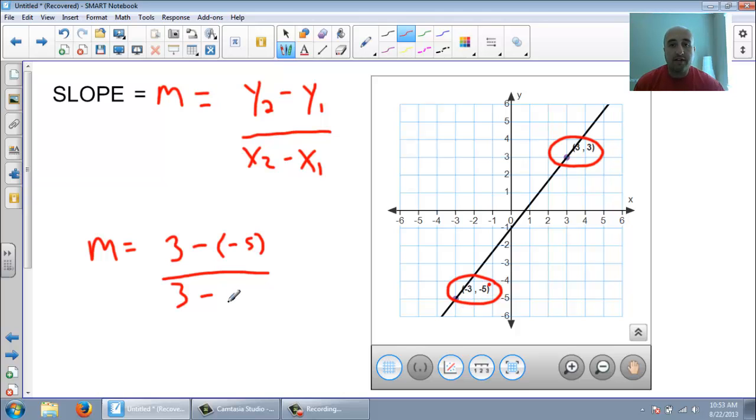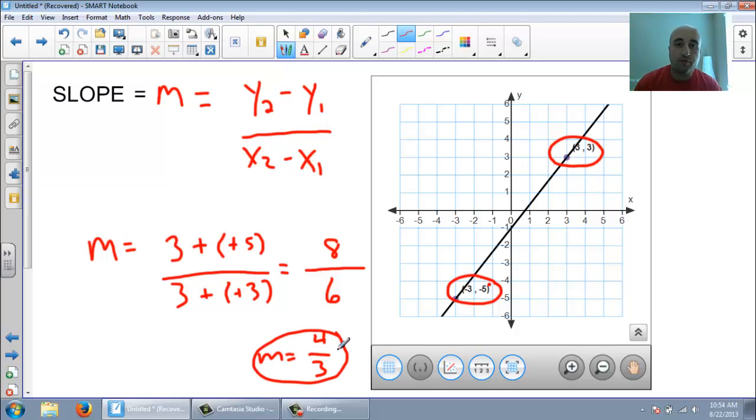Anytime you have minus a minus, it turns into plus. 3 plus 5 is 8. And minus a minus turns into plus. 3 plus 3 is 6. 8 over 6 reduces to 4 over 3. So the slope of this line is 4 over 3. So hopefully that makes sense.